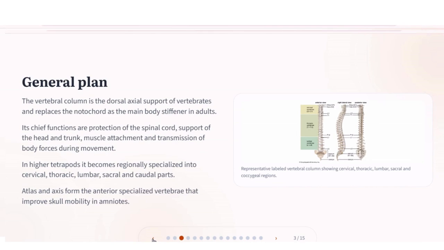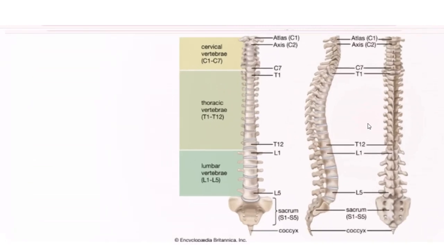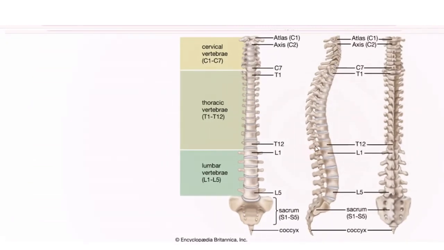What actually is the vertebral column? The vertebral column is the dorsal axial support of vertebrates, which is the replacement of the notochord. Here you can look at the photograph of a vertebral column.